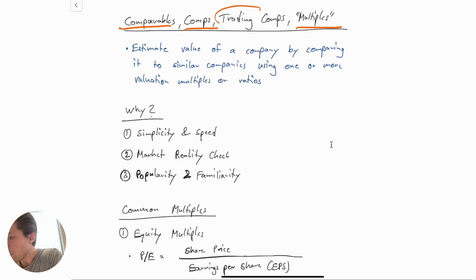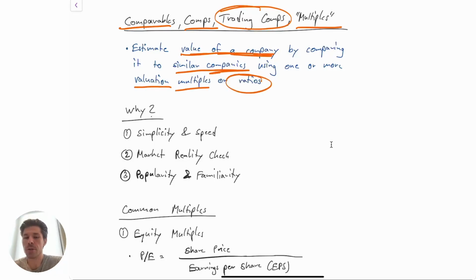I like trading comps best because what it does is it estimates the value of a company. That's what we are interested in, by comparing it with similar companies, a peer group, using one or more valuation multiples or ratios. So quite simple. That's why we call it relative valuation. Trading comps, we want to value the one company, enterprise value, and we look at other companies and do a quick comparison. It is quite simple how we do it, and there are different ways of basically comparing.